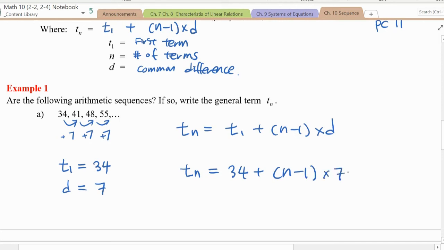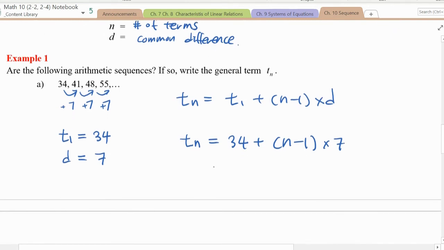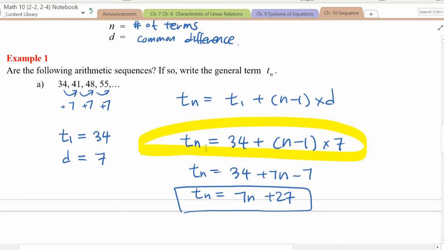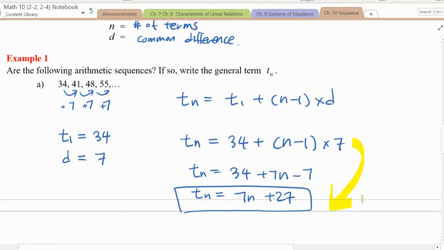Okay? And after that, let's expand it. To simplify, we're going to expand 7 times n and 7 times negative 1 and simplify. 7n, 34 minus 7 is 27. So this is the general term. After finding this, you have to simplify it, all right?